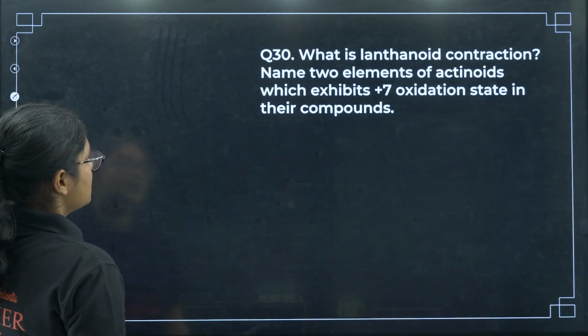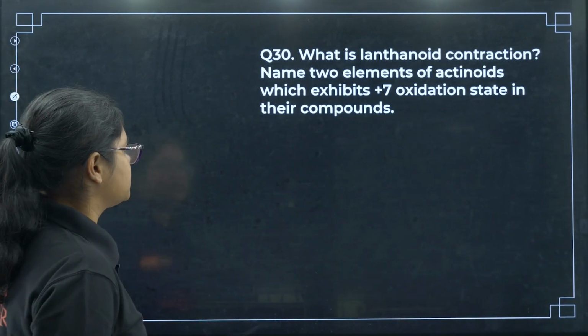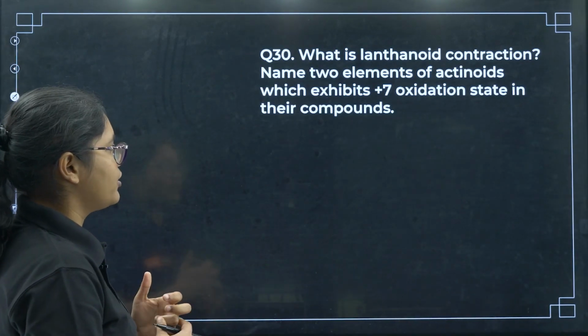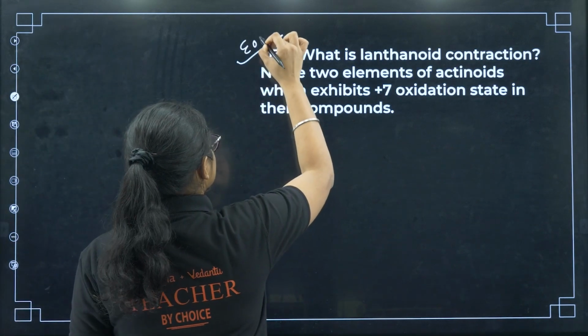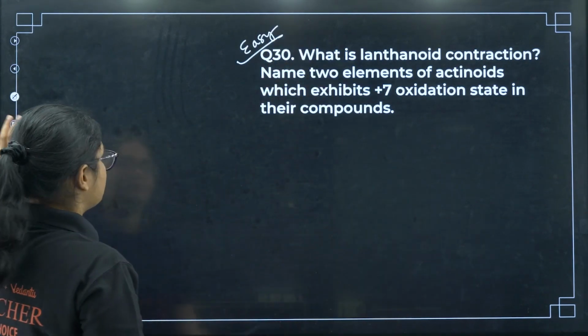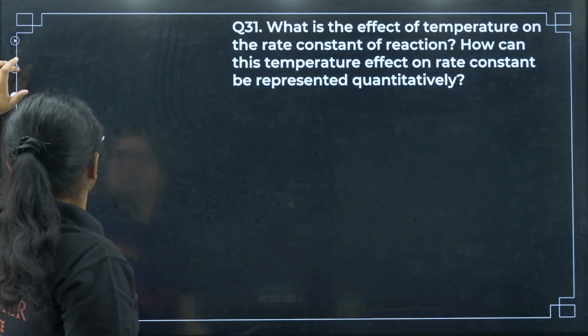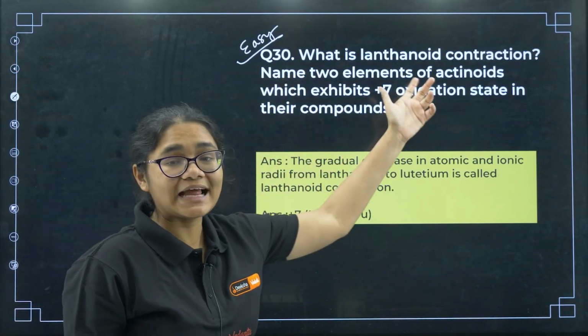Okay. Next, is what is lanthanide contraction and name two elements of actinoids which exhibit +7 oxidation state. This one I can say as an easy question because many of the papers had this question. Okay, so what is lanthanide contraction?